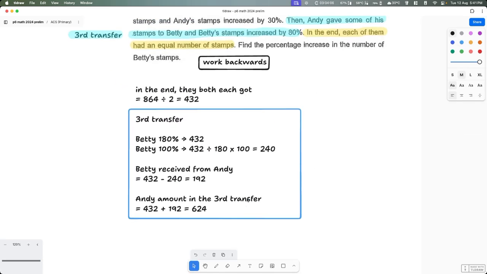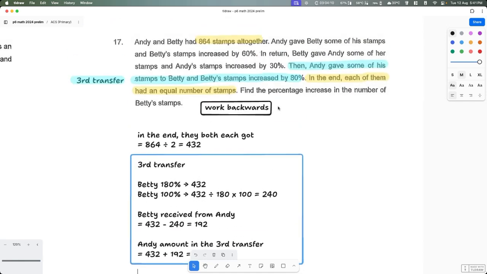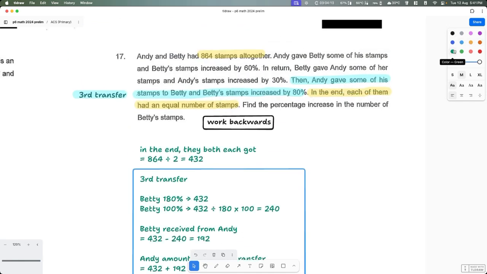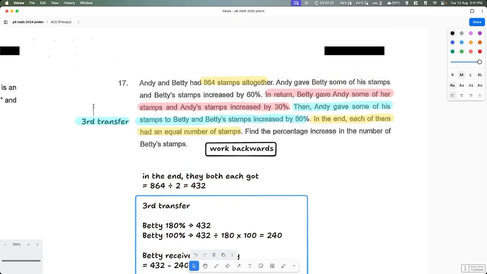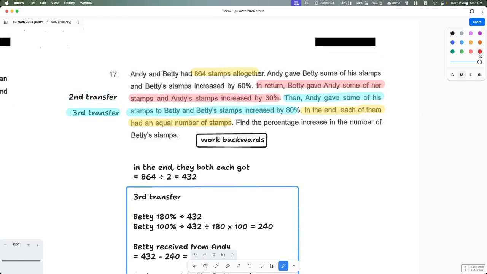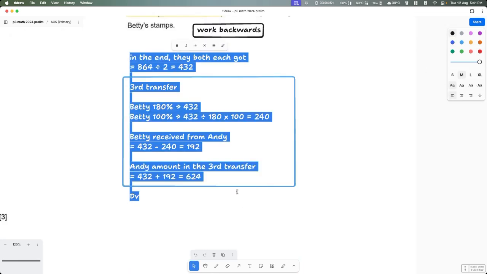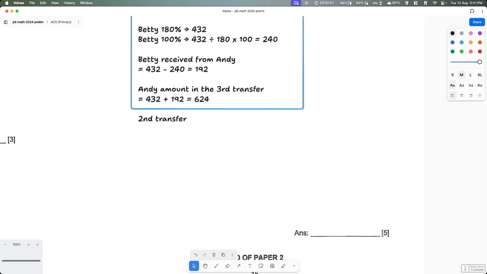Let's move on to the second transfer. Next one, let's make it red. It says in return, Betty gave Andy some of her stamps, and Andy's stamps increased by 30%. So this will be the second transfer. I'm going to put here: second transfer. From here, still nothing special, honestly. For the second transfer, that means Andy increased by 30%.